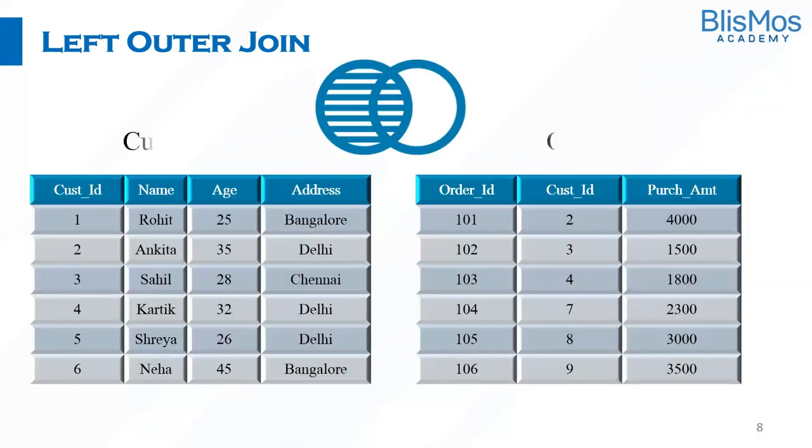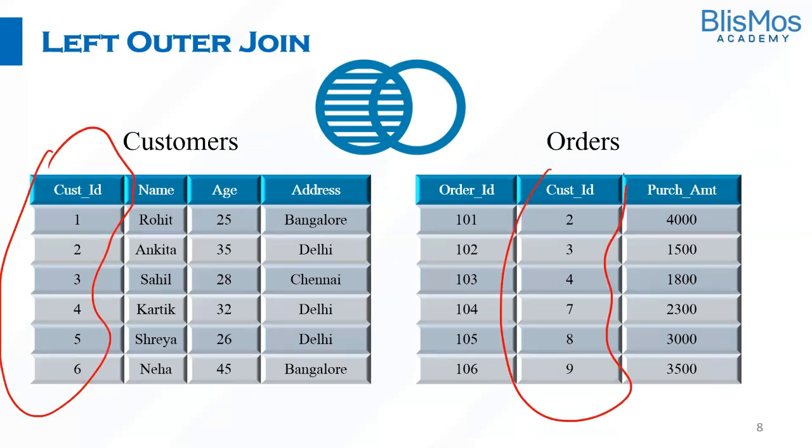Let us take an example. Let us look at the data in these two tables. One is customers and orders. As we already indicated, for any kind of joins, you got to decide the common key. Which is the common key here? The common key or a common field is customer ID. Customer ID is there in customers also. Customer ID is there in the orders as well.